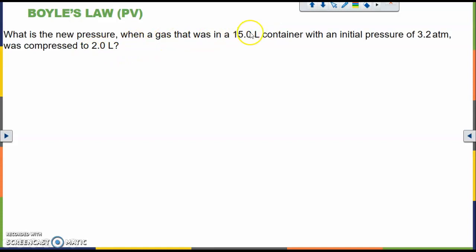Now very, very important before any problem begins is you need to figure out what is P1, what is P2, what is V1, what is V2. When you hear the word from, that's always initial, it's always 1. P1, V1, N1, whatever that would be, okay?